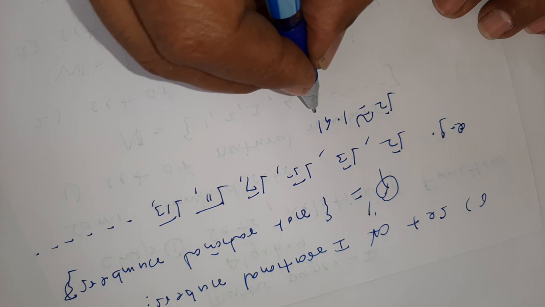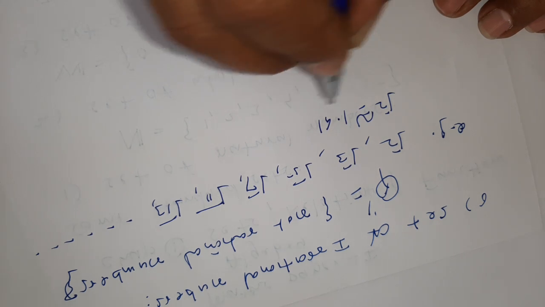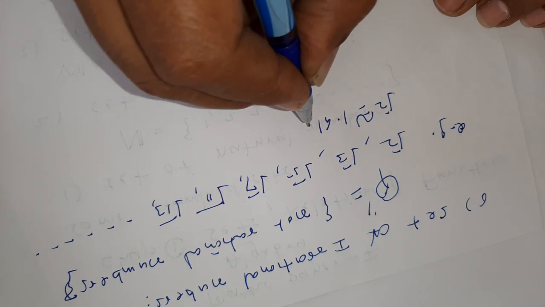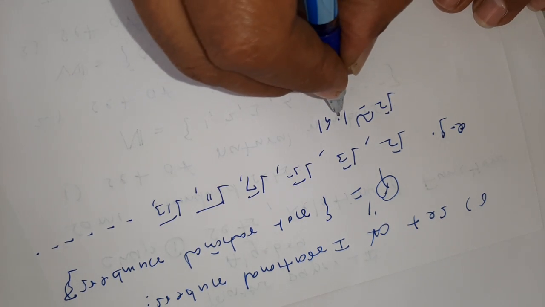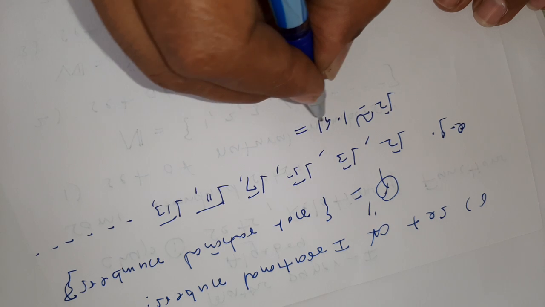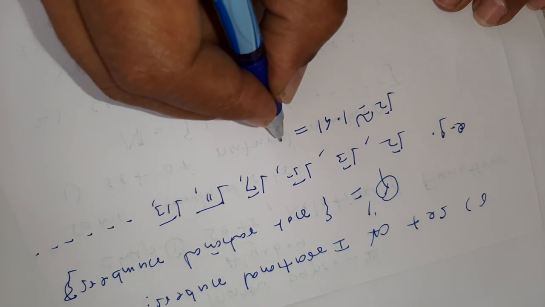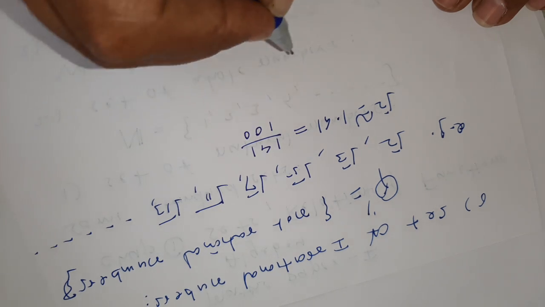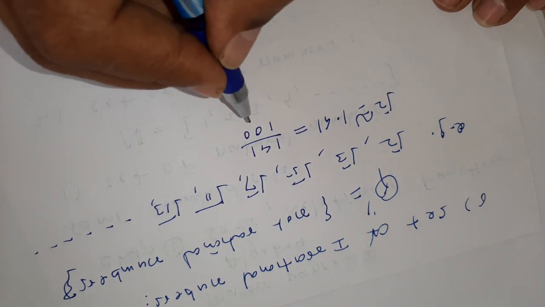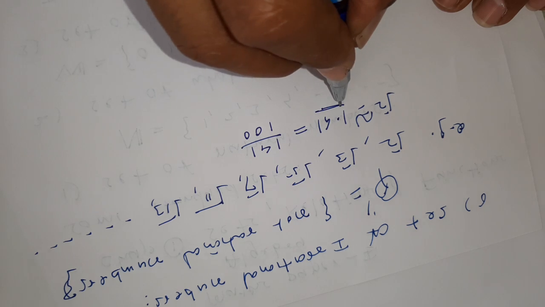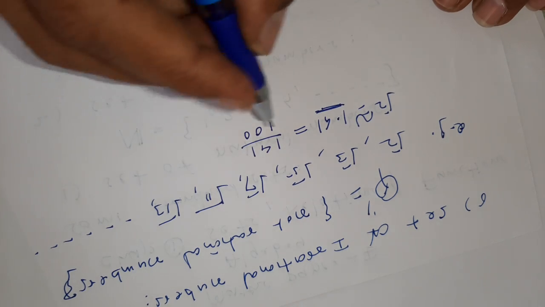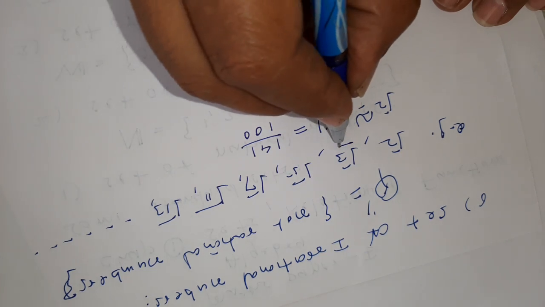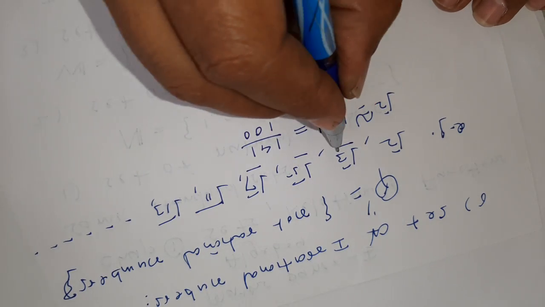So what is the exact value of root 2 in this form? We cannot write root 2 in point form, because if you write root 2 as 1.41, then we can write 1.41 as 141 divided by 100, and then it becomes a rational number. But this is not a rational number. This value is not the correct value of root 2, and we cannot write the correct value of root 2 in point form.